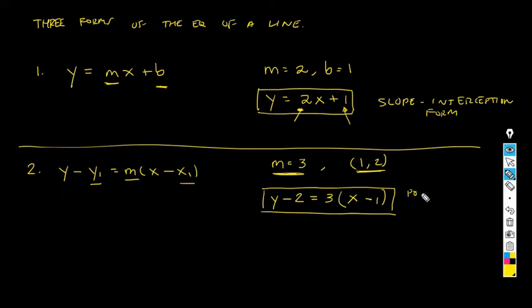And this is known as the point slope form. Why? Because we have a point and the slope.